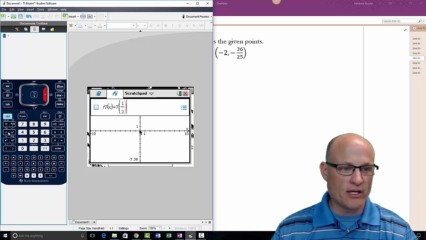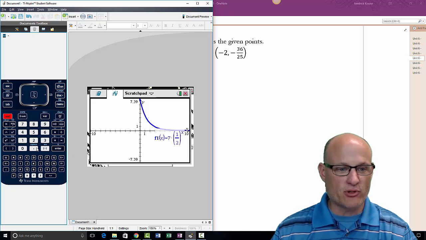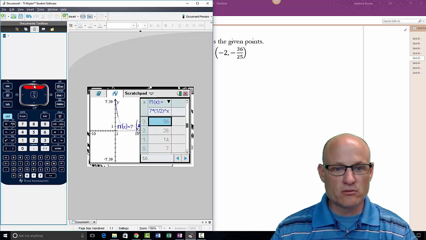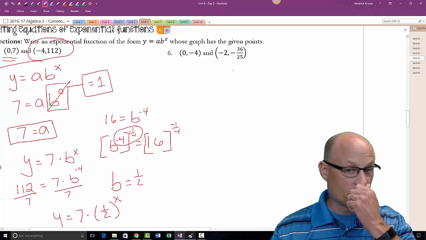Come on. Raised to the x. There's what it looks like. And then just go to the table, control T. Do you see negative 4, 112? Yep. Do I see 0.7? Yep, there it is. All right, so let's do this one.